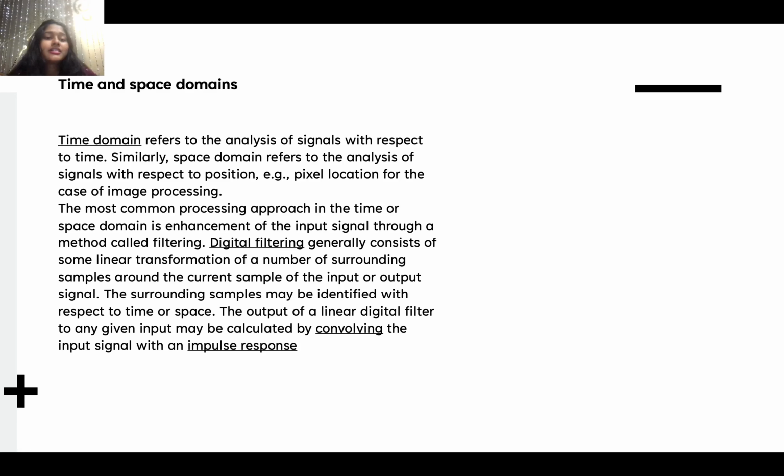Time and space domains. Time domain refers to the analysis of signals with respect to time. Similarly, space domain refers to the analysis of signals with respect to position, for example, a pixel location in the case of image processing. The most common processing approach in the time or space domain is enhancement of the input signal through a method called filtering. Digital filtering generally consists of some linear transformation of a number of surrounding samples around the current sample of the input or the output signal. The surrounding samples may be identified with respect to time or space. The output of a linear digital filter to any given input may be calculated by convolving the input signal with an impulse response.